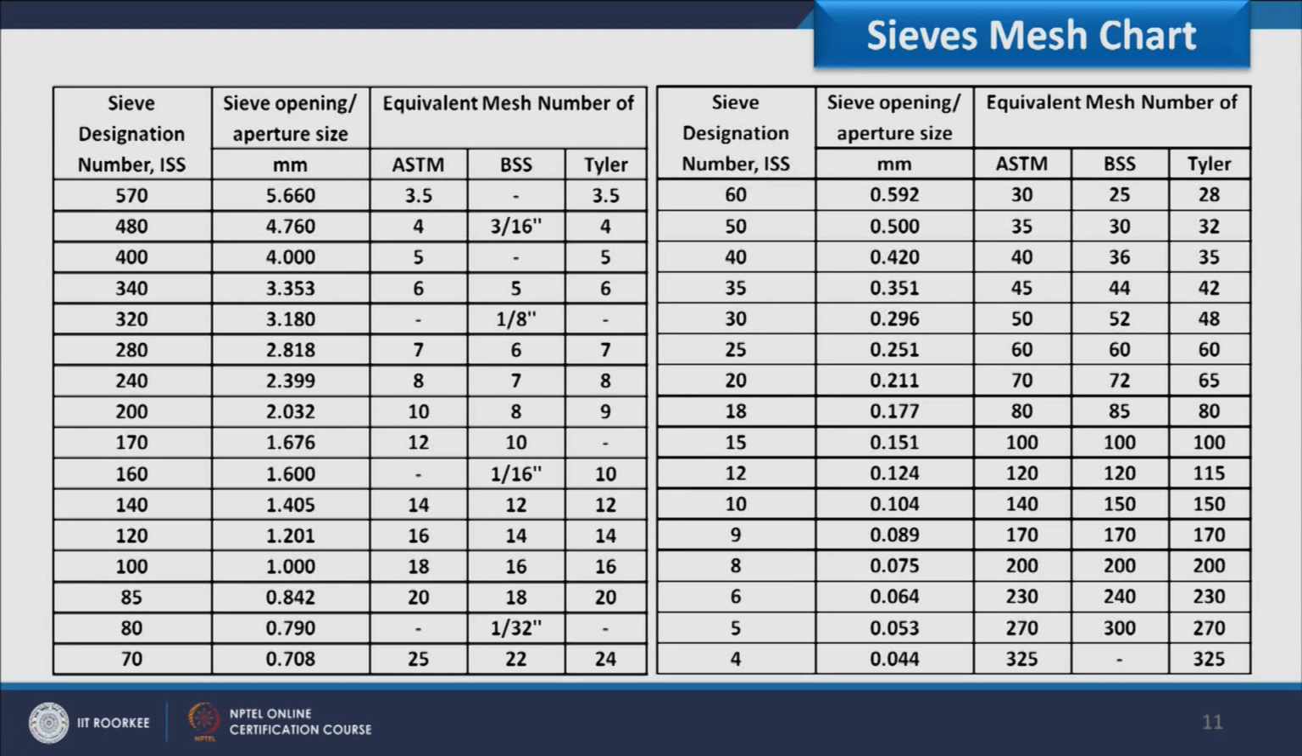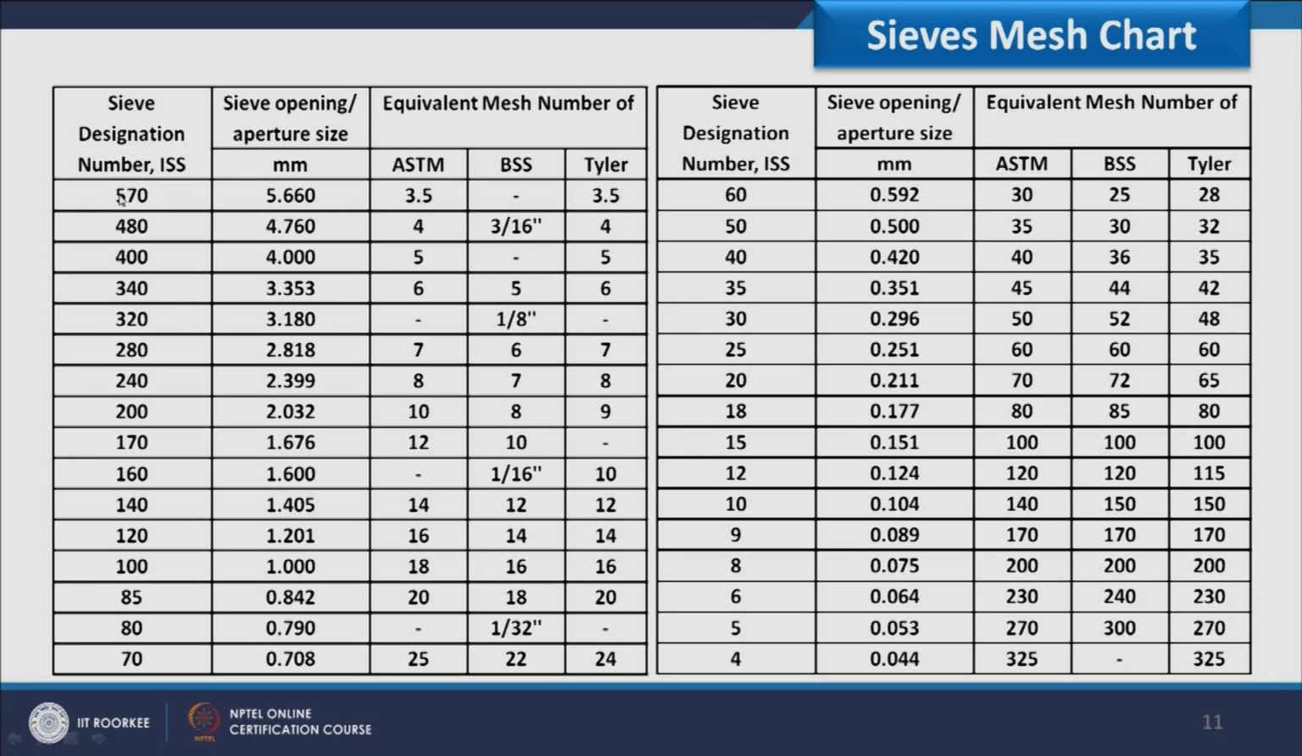This particular slide shows a sieve mesh chart, where you see I am having the sieve designation number as per Indian standard, and here the corresponding opening is shown, and equivalent mesh numbers of ASTM, BSS and Taylor are shown over here. So, here you can see very well that as we decrease the mesh number from 570 to 70, in Indian standard screen aperture size will keep on decreasing. However, in the other standards the mesh number will keep on increasing, that is just opposite to the Indian standard.